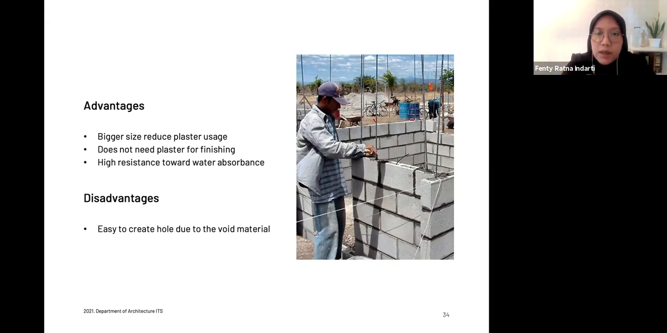It doesn't need that soaking process, but the disadvantage is that it's easy to create holes due to the void material. So it's easy to create. I mean, it's not that easy. You mean if you poke it and then it becomes a hole? No, but compared to solid materials, it is easier to create holes in a concrete brick.